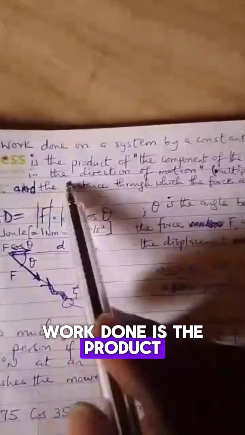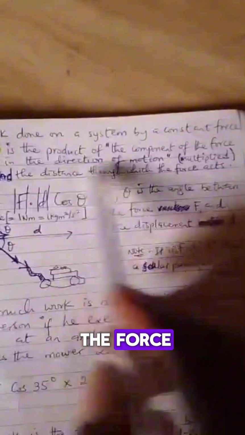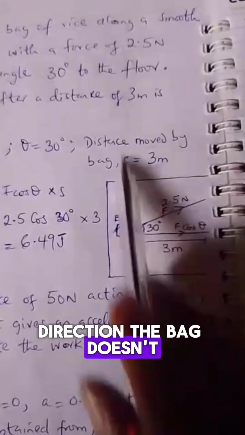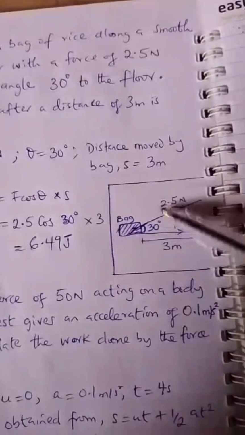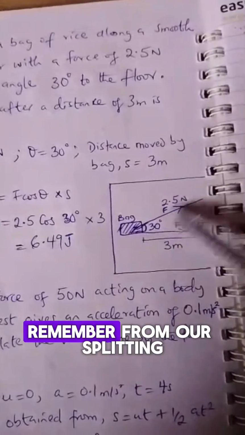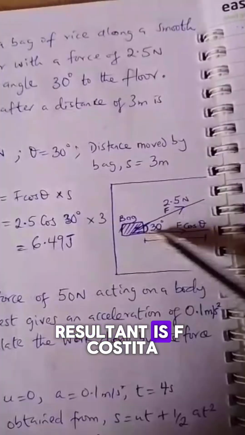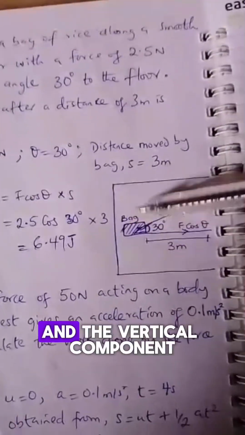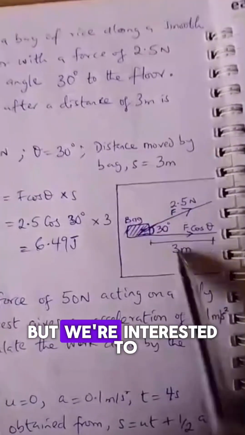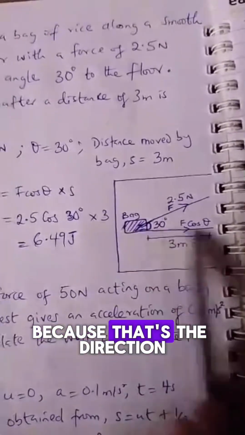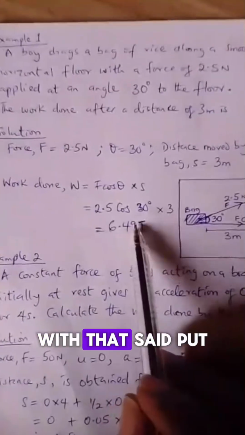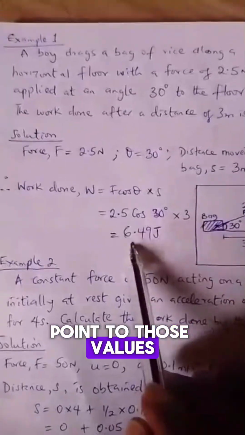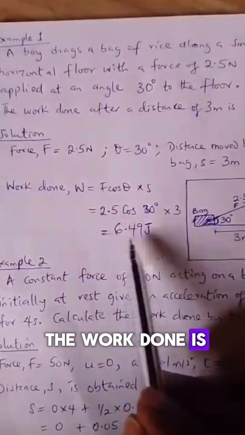Remember our formula for work done is the product, that's the multiplication, of the component of the force in the direction of motion. The bag doesn't go up, it goes horizontally. We're interested in the horizontal component of our 2.5 Newton force. The horizontal component, remember, from splitting resultants, is F cos theta in this case, and the vertical component is F sin theta. But we're interested in the horizontal component because that's the direction in which the object moves a distance of 3 meters. With that said, we put in the values into the calculator, and we get that the work done is 6.49 joules.